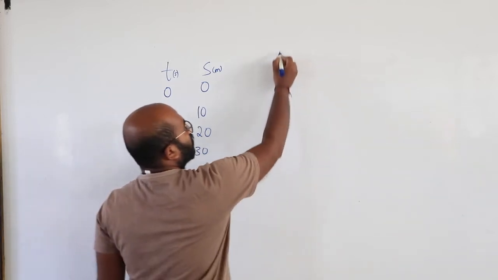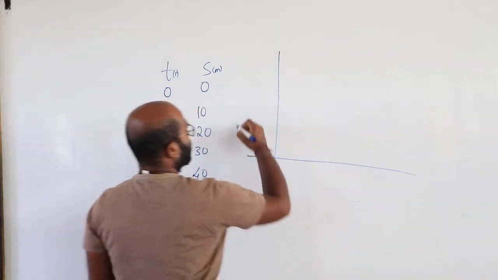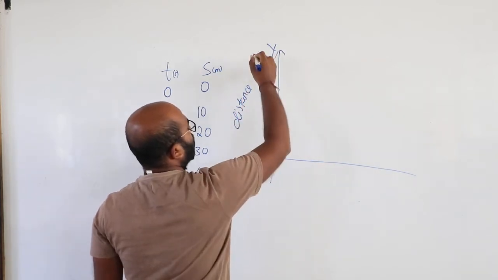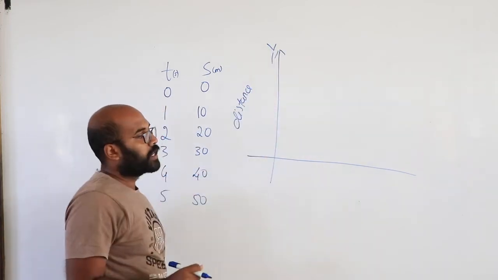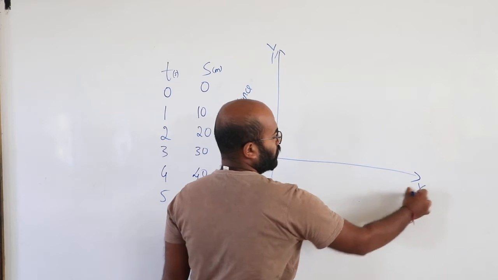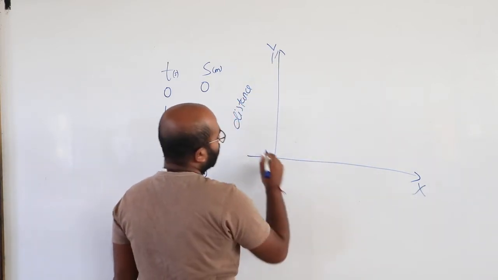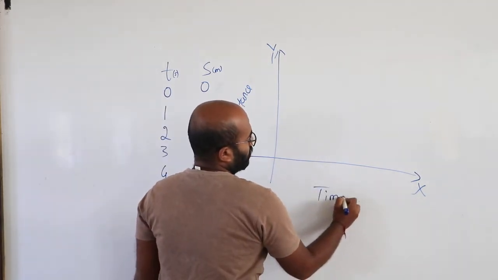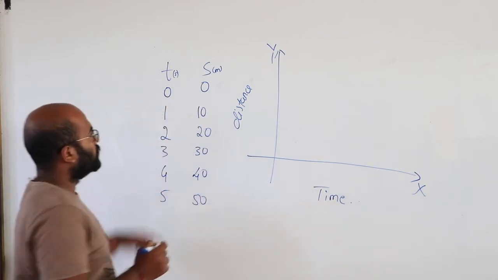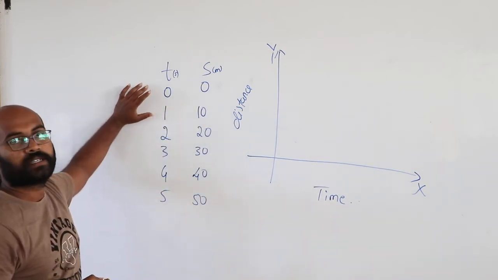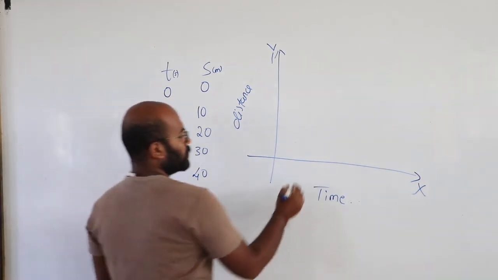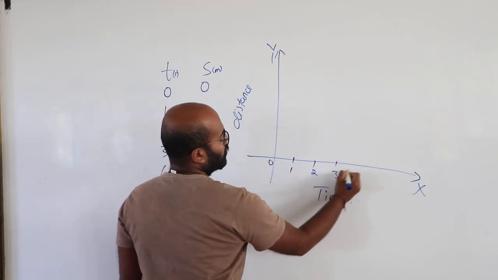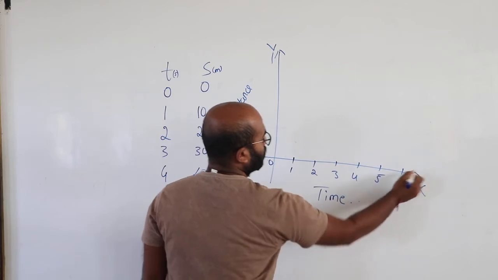So if we plot this, let's take distance on the y-axis. So this is the graph. You are all familiar with the graph. So this is the y-axis and this is the x-axis. We'll take distance along the y-axis and time along the x-axis. Since the time is in seconds, here we'll take 0, 1, 2, 3, 4, 5, 6, and so on.